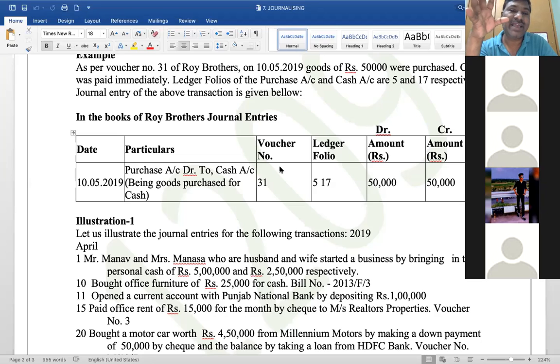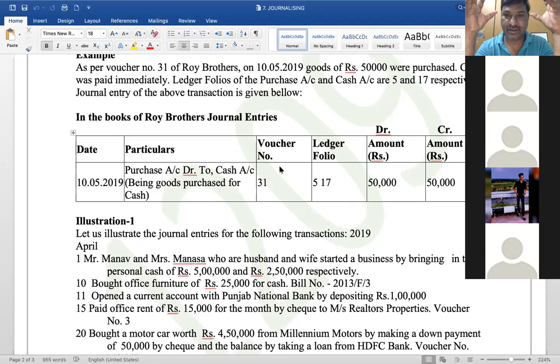But for the examination, you can write just 5 columns. As per voucher number 31 of Roy Brothers, on 10th of May 2019, goods of 50,000 were purchased. Cash was paid immediately. Ledger folios of the purchase account and cash account are 5 and 17 respectively. Write the journal entry for this transaction.